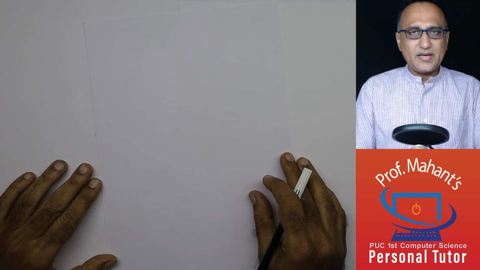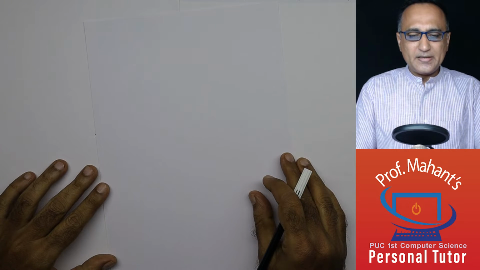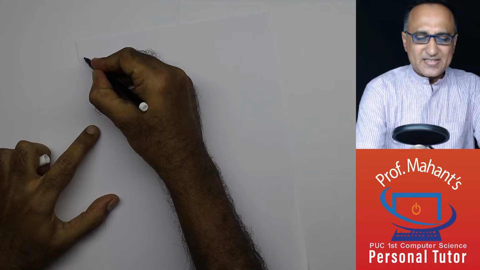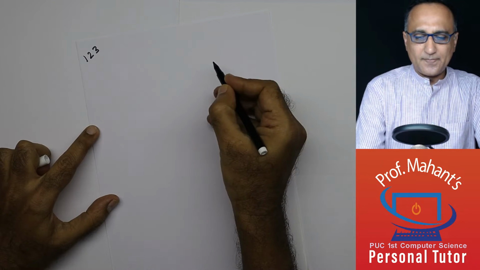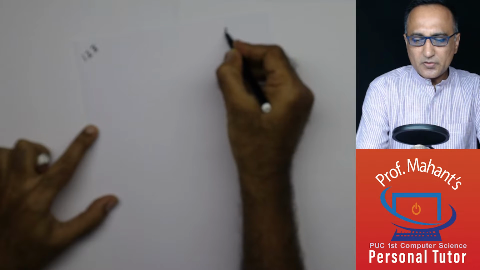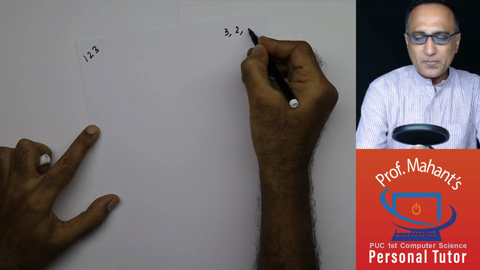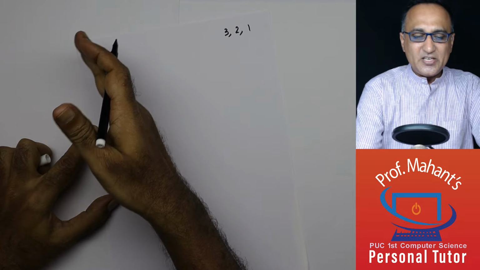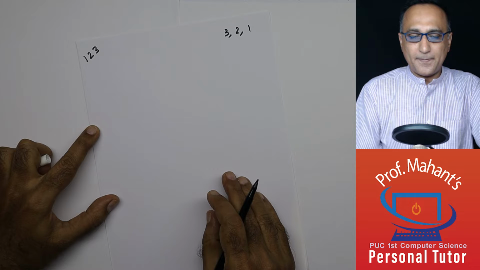Let us now take a look at how we can print the individual digits of a number. What I mean by that is, let's say the number is 123. I would want 3 to be printed, then 2 to be printed, and 1 to be printed separately. Or I want to extract each of these digits one by one.